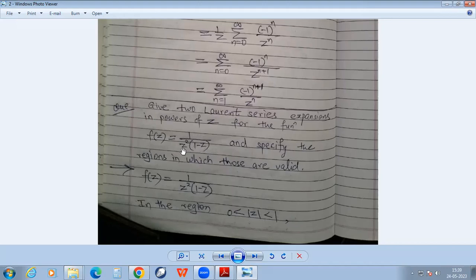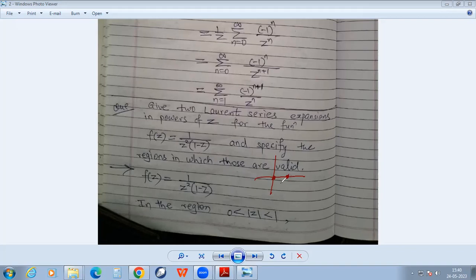So what do you observe? Z square is in the denominator. So if I put z equal to 0, there is a problem. So 0 cannot be included. And talking of 1 minus z, z equal to 1 creates a problem. Elsewhere in the complex plane, there is no problem. There is a problem only with z equal to 0 and z equal to 1. So in our plane, there are only 2 points, z equal to 0 and z equal to 1. The rest of the points, they are okay for us.